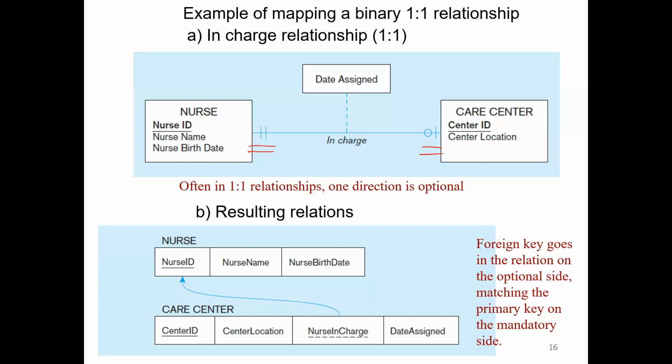Since we see 2 entity types, we are going to create 2 tables. One is called nurse and the other is called care center. And then, because this is a one-to-one relationship and the nurse is on the mandatory side and the care center is on the optional side, the primary key of the mandatory side becomes a foreign key in the optional side. And just to make the name more descriptive, we are going to say nurse in charge instead of nurse ID here, right? Because this is really the ID of the nurse who's in charge of the care center. So that's how you handle the one-to-one relationship.